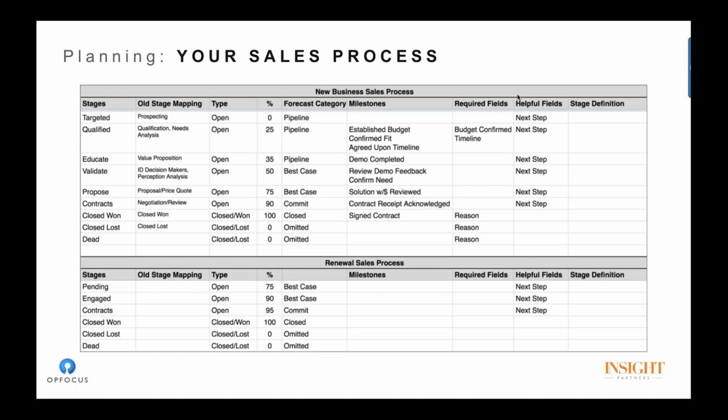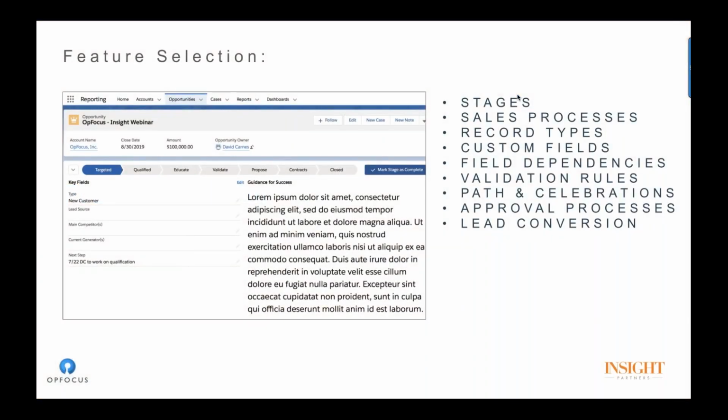All right, so once we've mapped these sales stages out and we've defined our milestones and helpful fields and that sort of thing, what we might want to talk about now is which of the features within Salesforce do we want to choose to help us reinforce that methodology. So some of the features out there are obviously the stages. There's another feature called sales process or sales processes. It doesn't really see the light of day. It's only used for one very specific thing, and that's to support the next thing on the list, which is record types. So we'll talk about record types.